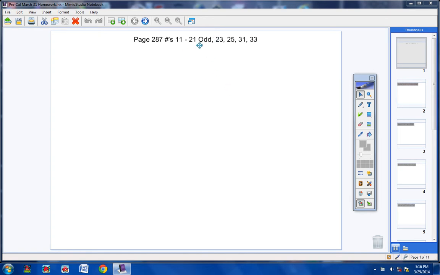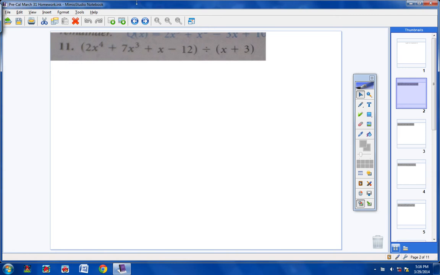Page 287, these numbers right here in front of you. Hopefully, if you've had any questions on your homework, you can view the ones that you're having problems with, okay? Let's start off with numbers 11 through 21.